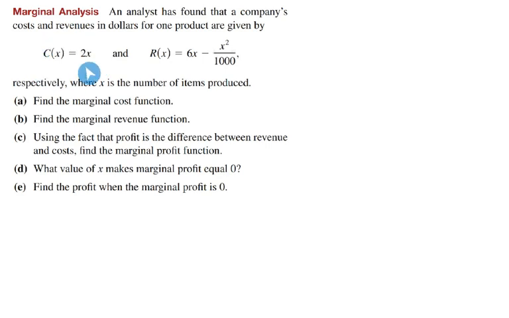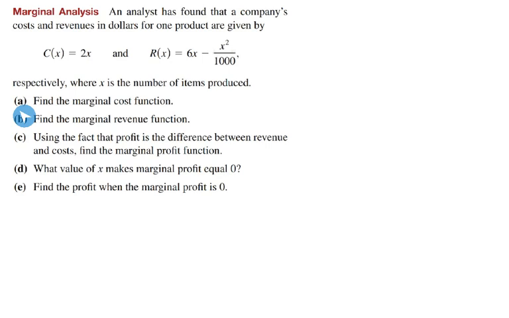C of X equals 2X and R of X equals 6X minus X squared divided by 1,000. And in both of these situations, X represents the number of items produced. So if we know the number of items produced, we can determine our total cost. And if we know the number of items X produced, we can also determine our total revenue.